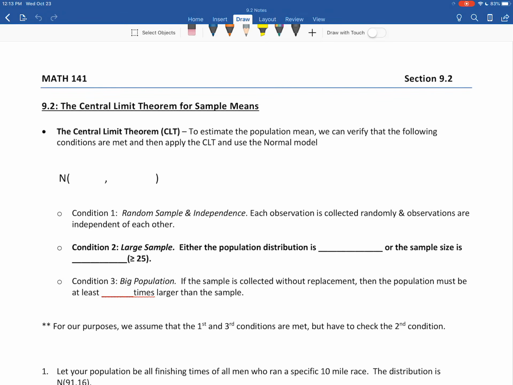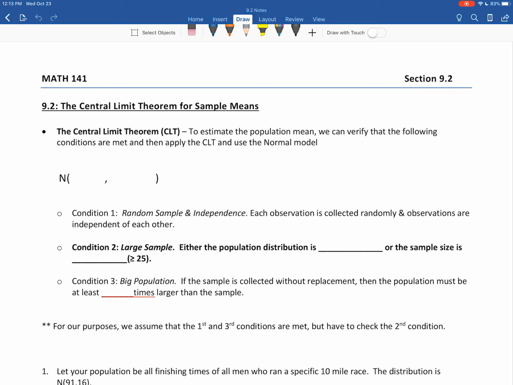Section 9.2, the central limit theorem for sample means. Just like we were able to use the central limit theorem in chapters 7 and 8 to help us know when it's appropriate to use the normal model to calculate probabilities, we can do the same thing with means. So we can estimate the population mean as long as we can verify the following conditions. Then we know that the CLT is met and we're allowed to use that normal model.